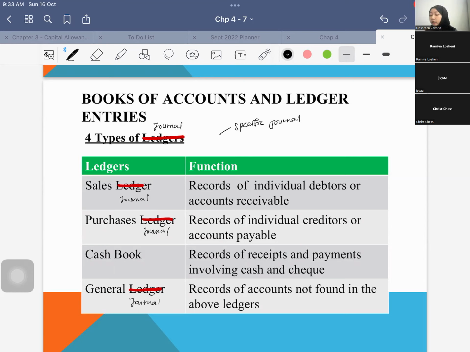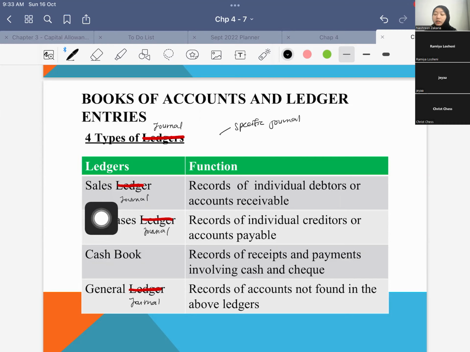Okay, so let's continue. This is the 4 types of specific journal. Meaning when we receive all of the transactions, like in assignment 1, you will have to record or transfer all the transactions according to the specific journal.